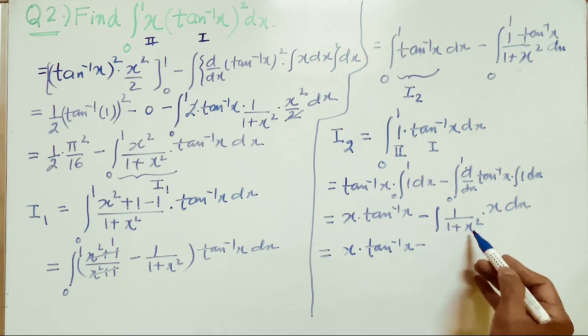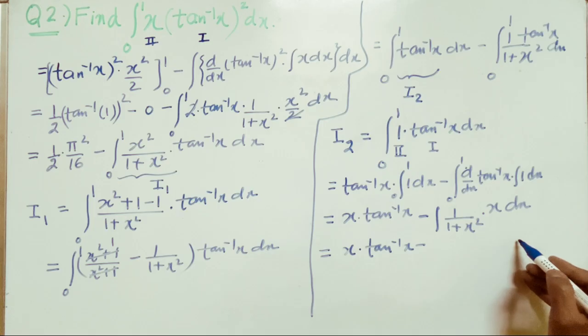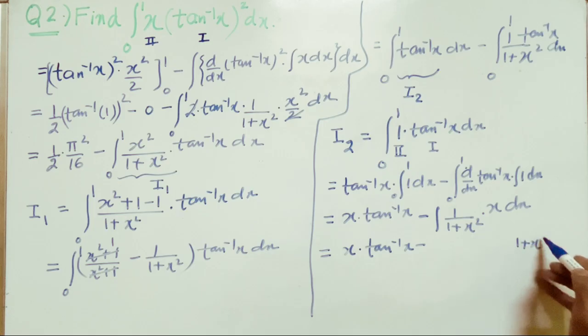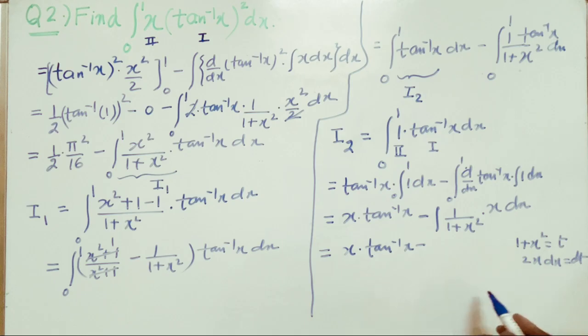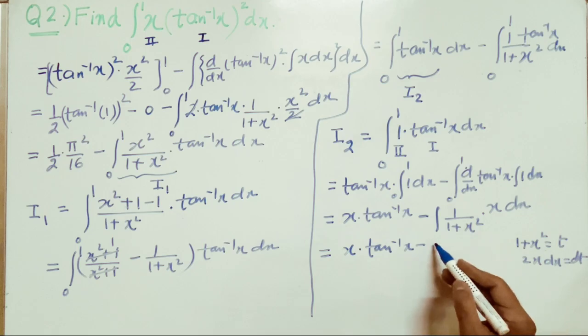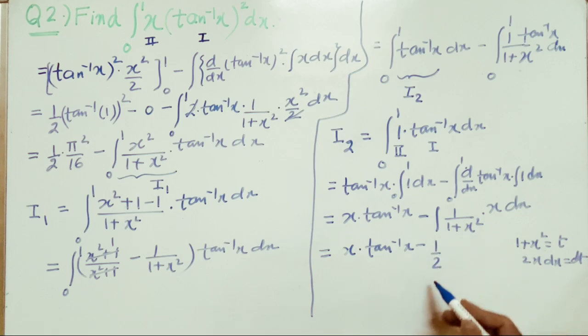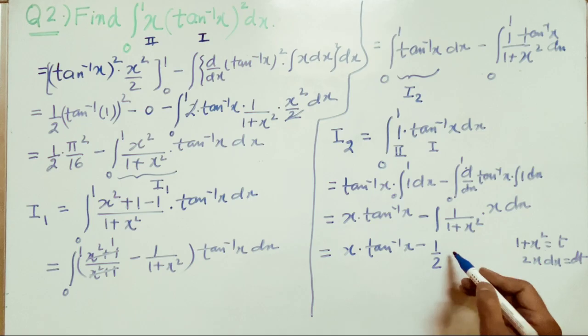Now in this case we'll put 1 plus x square as t, so that 2x dx is equal to dt. So x dx will become dt by 2, and when we integrate it, dt over t, so the by 2 is already there, so it will become half, and 1 upon t will become ln.